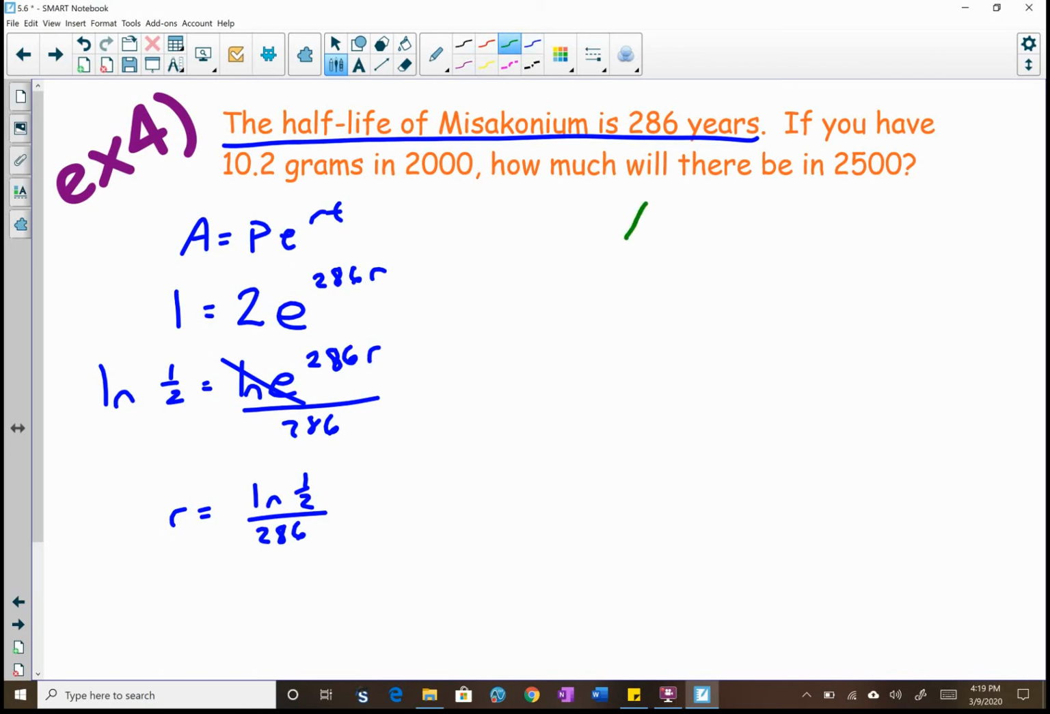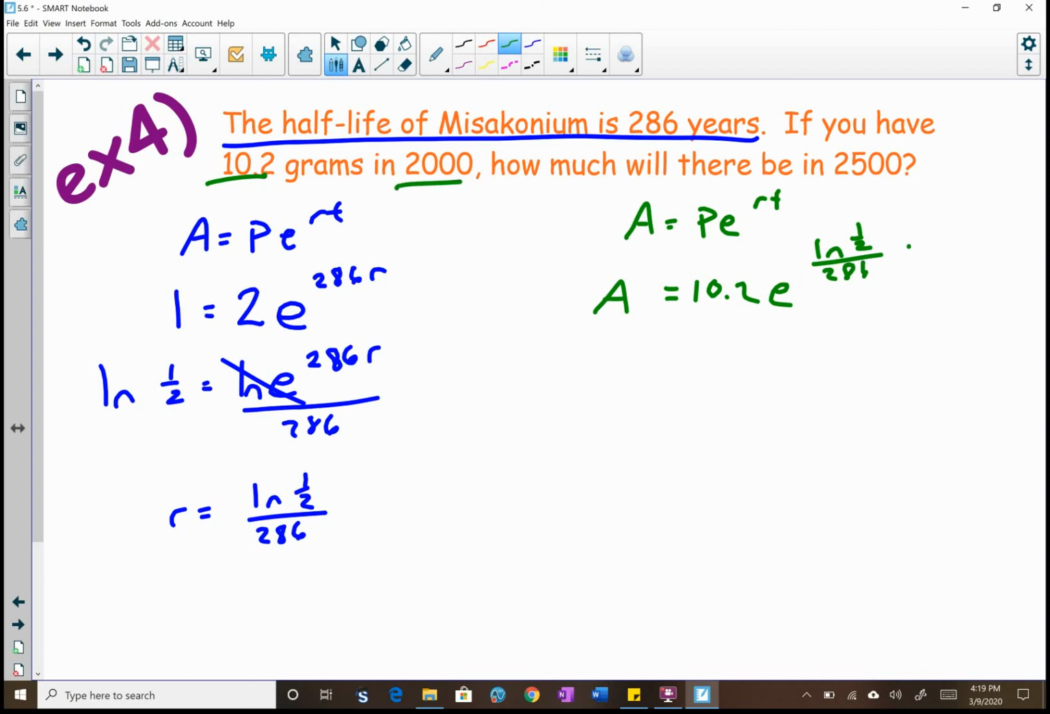Okay, now I'm going to actually work the problem and answer the question. Oh, it's not letting me do anything curvy. I don't know why it's doing that. Okay, if you have 10.2 grams, so there's my initial, in 2000, how much would there be in 2,500? So I'm looking for the final amount. By now my rate is natural log of 1/2 over 286.